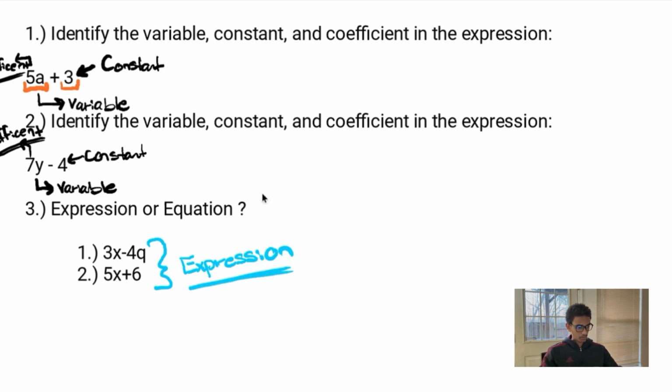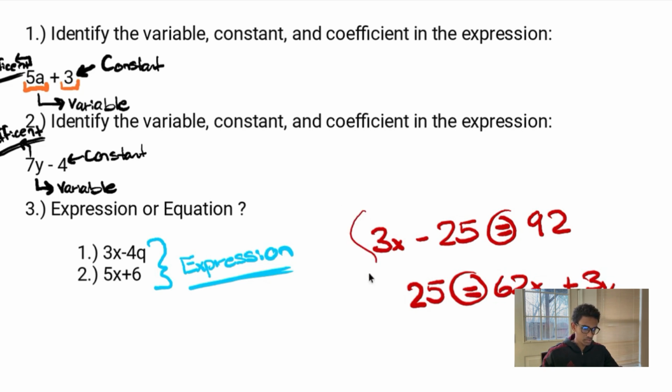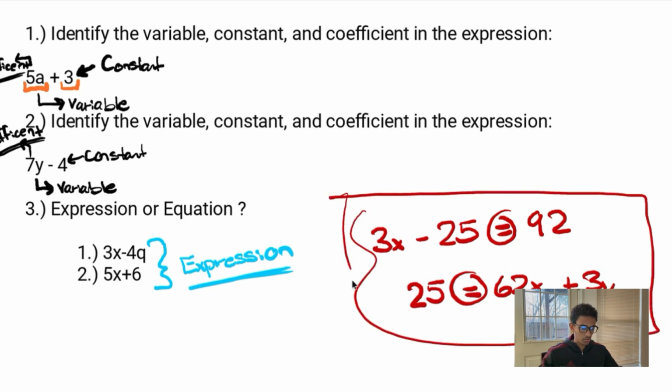Boom, that's it. Now if we had an equation, just for practice sake, an equation would be something like 3x minus 25 equals 92, or it can even be flipped. It can be 25 equals 62x plus 3y, things like that. All we're looking for is, does it have an equal sign or not? If not, it's an expression. If it does, it's an equation. All right, and that's it.